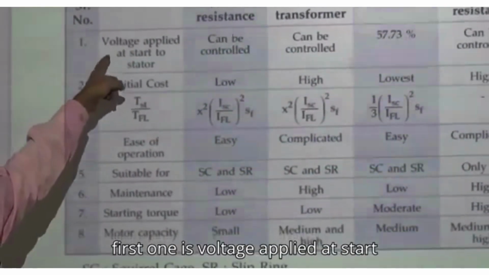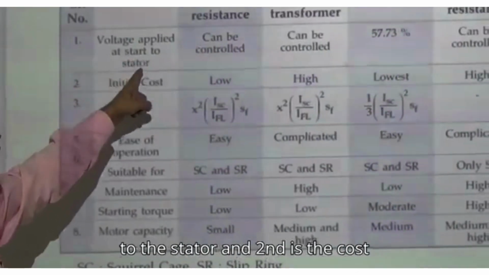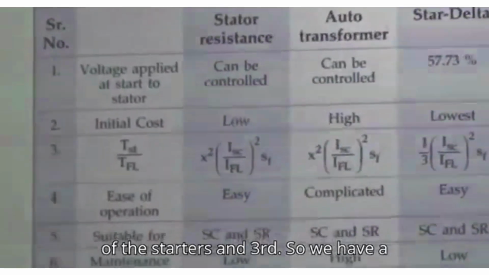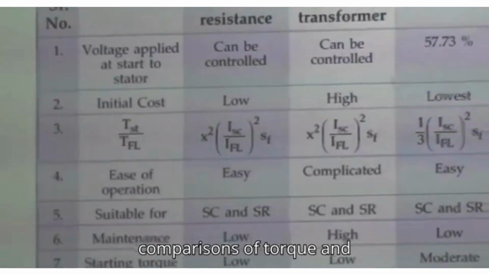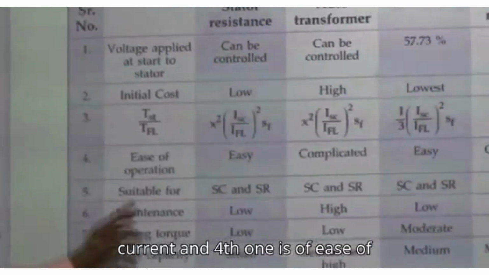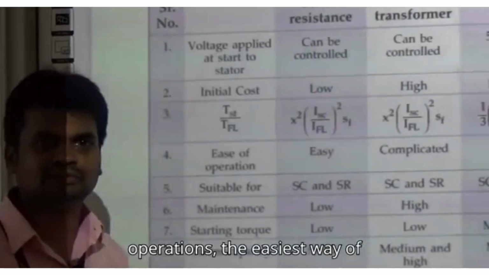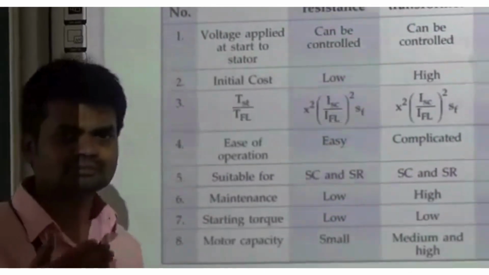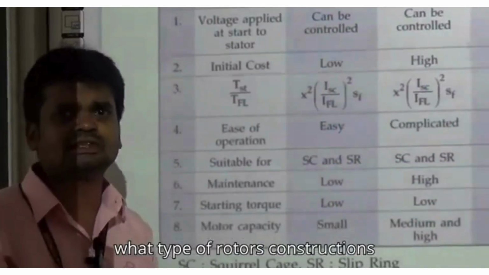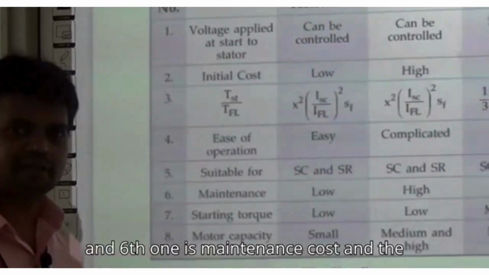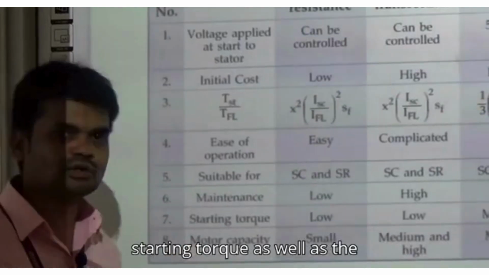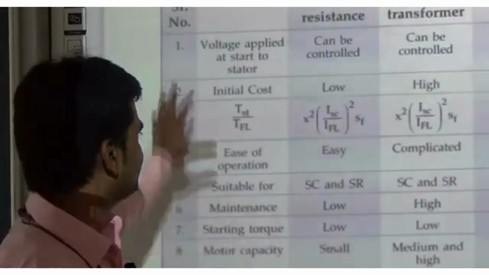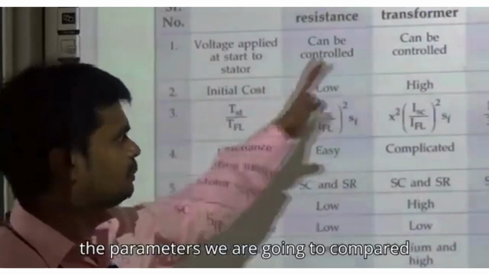The first one is voltage applied at start to the stator, and second is the cost of the starters, and third, we have comparisons of torque and current, and fourth one is ease of operations, the easiest way of operations, and fifth, suitable for what type of rotor constructions, and sixth one is maintenance cost, and the starting torque as well as the motor capacity. So these are the parameters we are going to compare with the starters.